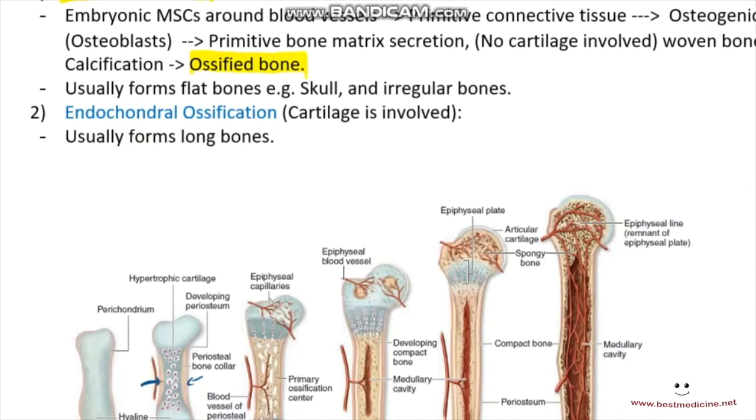And the other type is endochondral ossification. So the word chondral should give you an idea about cartilage being involved, because in the last chapter in which we studied cartilage, there were chondrocytes and chondroblasts. And so endochondral ossification would mean cartilage is involved. And this is a kind of ossification or production of bones which usually involves formation of long bones.